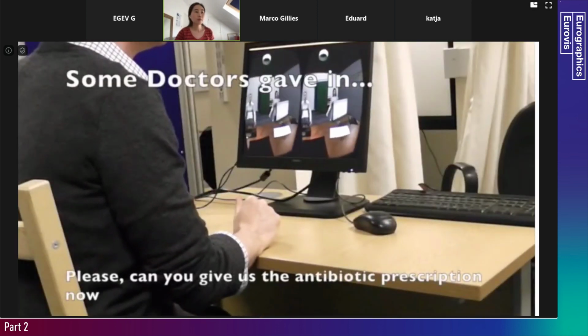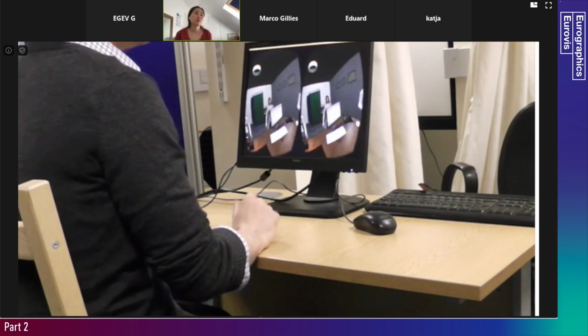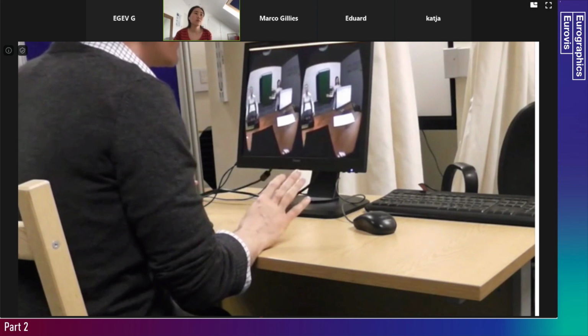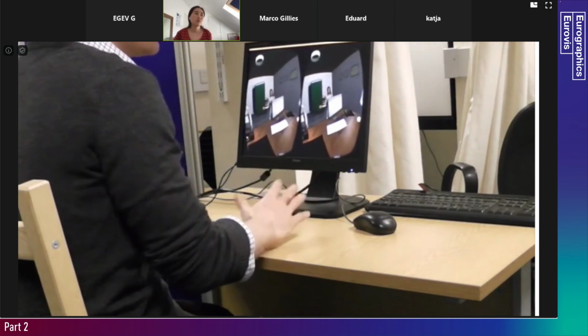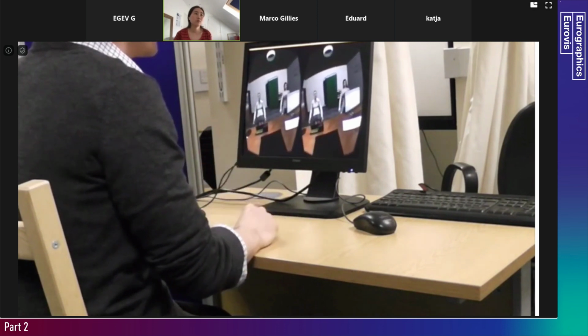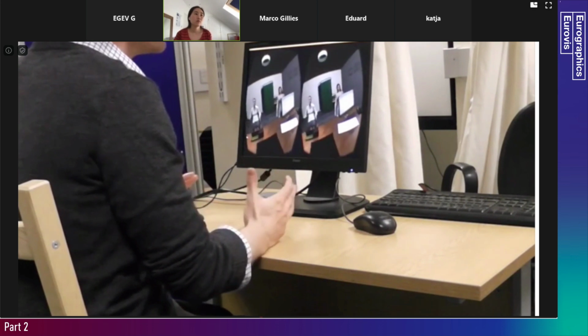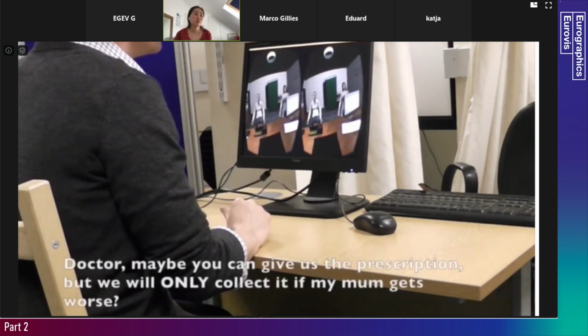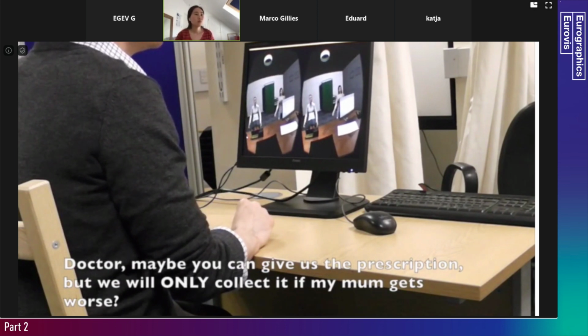Please, can you give us the antibiotic prescription now? And we will only use it if things get worse. As I say, I don't think that's necessary right now. Sometimes we can do delayed prescriptions, but I've examined your mum right now and she looks fine to me, and I think this is a virus. Doctor, maybe you can give us the prescription, but we will only collect it if my mum gets worse.